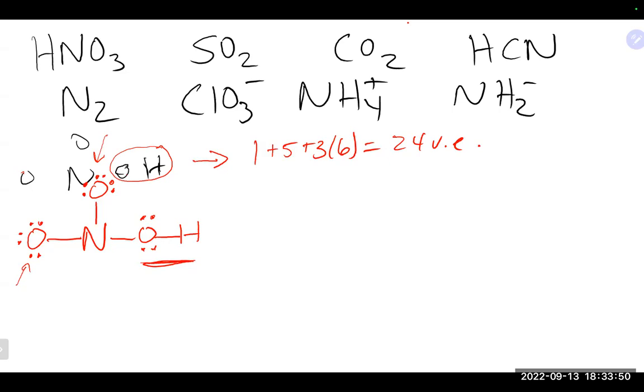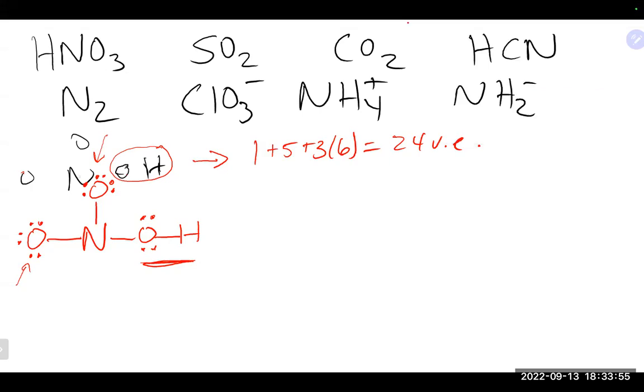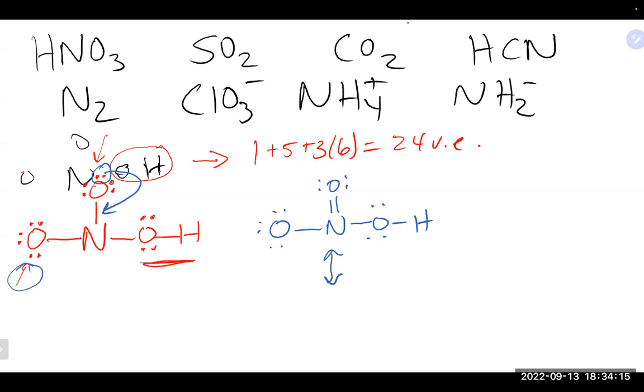So we're going to take a pair of electrons from the top there. And again, I'm going to bring them in to make that double bond. And that would get me a structure that looks something like this. Which is nitric acid.